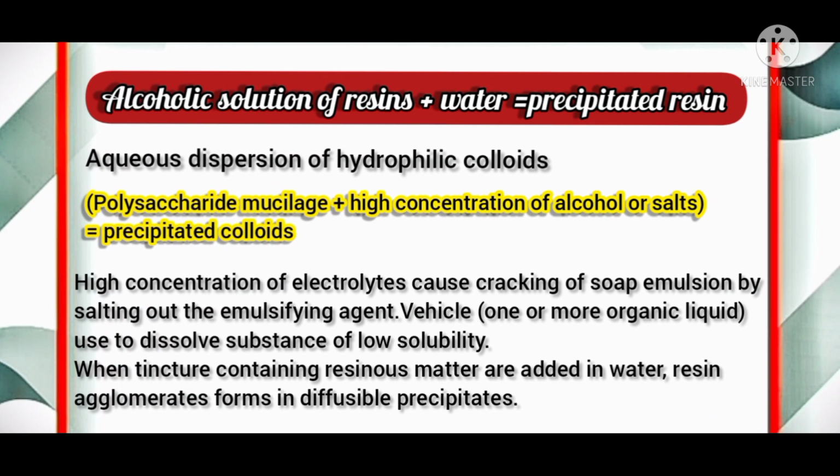Alcoholic solutions of resin plus water give precipitated resin. Aqueous dispersions of hydrophilic colloids: polysaccharide mucilage plus a high concentration of alcohol or salts gives precipitated colloids. High concentrations of electrolytes cause cracking of soap emulsion by salting out the emulsifying agent. So to dissolve a substance of low solubility, one or more organic liquids are used. Resin agglomerates form indivisible precipitates when tinctures that contain resinous matter are added in water.